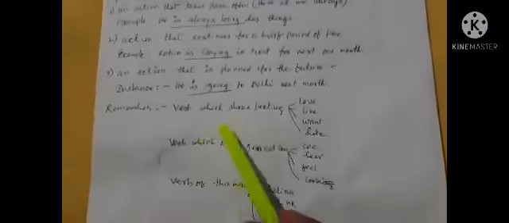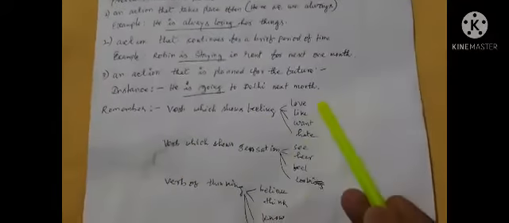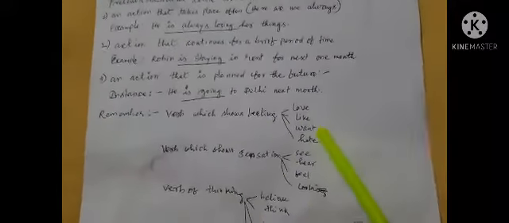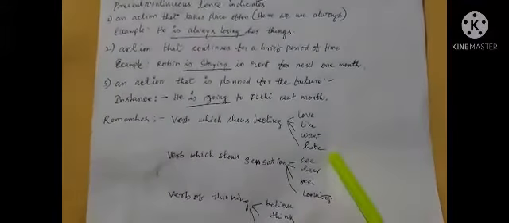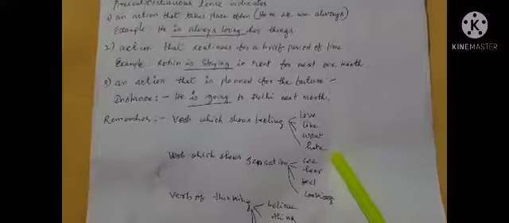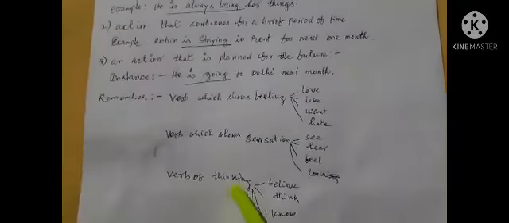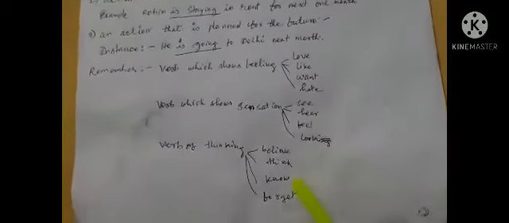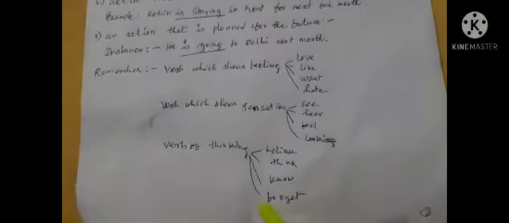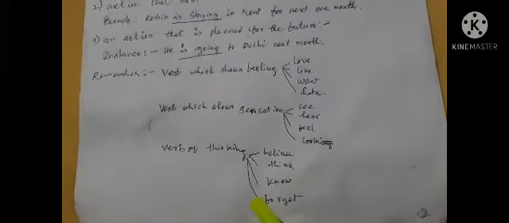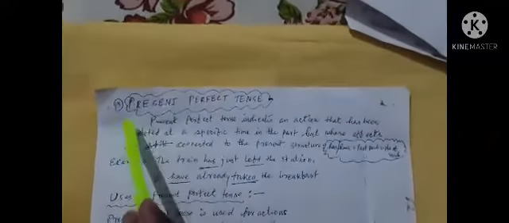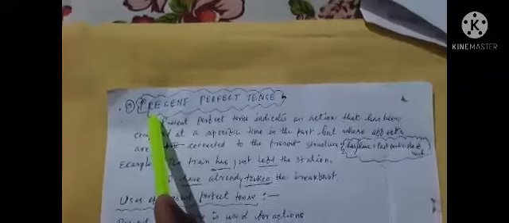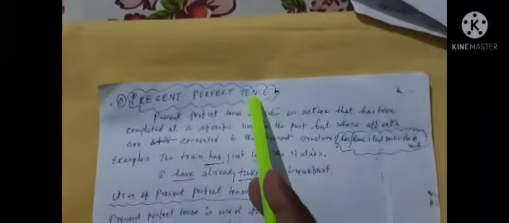Remember, verbs which show feeling like love, like, want, hate, we do not use in present continuous tense. And again, verbs of thinking like believe, think, know, forget are not used in present continuous form. Remember. Now let us discuss the third type of tense, that is present perfect tense.